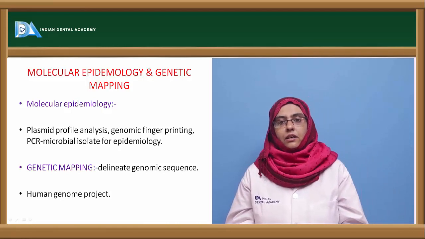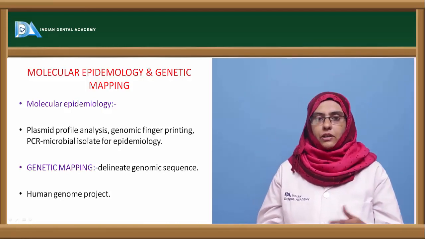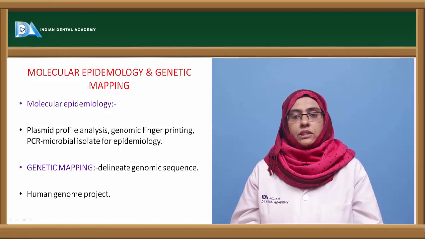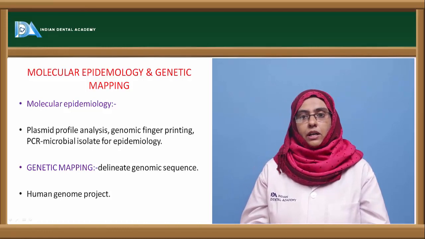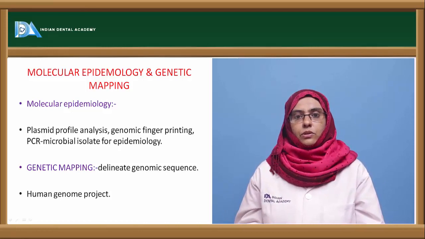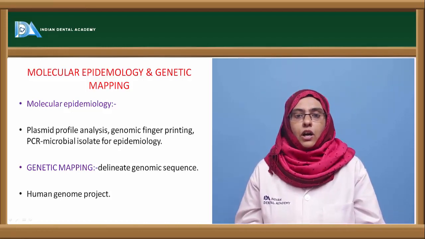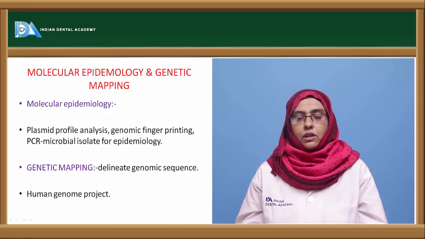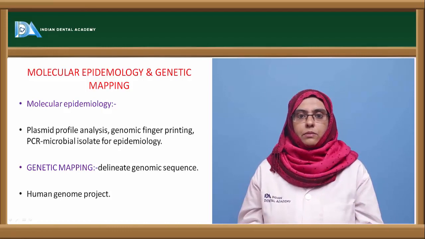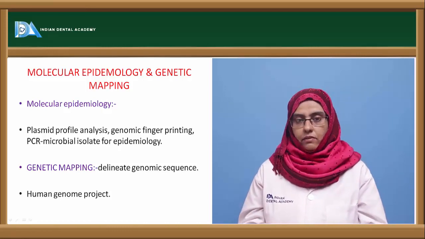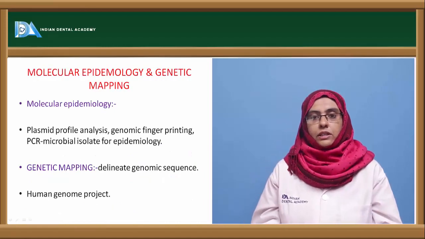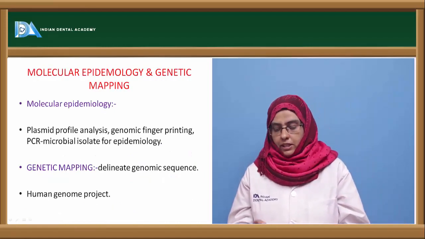Next, a wide application of molecular biology is genetic mapping. With the help of genetic mapping, you will know the genetic sequences that are present in an organism or in a human. The most important project that has been taken up is to know the complete human genome, the genetic makeup of a human being. That is called the Human Genome Project, and here we can delineate the genomic sequences present in a particular DNA molecule. This is a wide application of molecular biology that helps us to develop different products with the help of recombinant DNA technology.